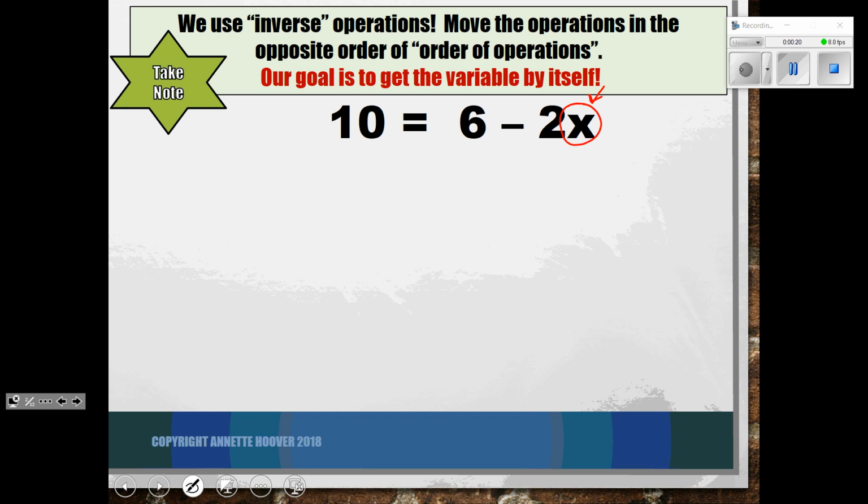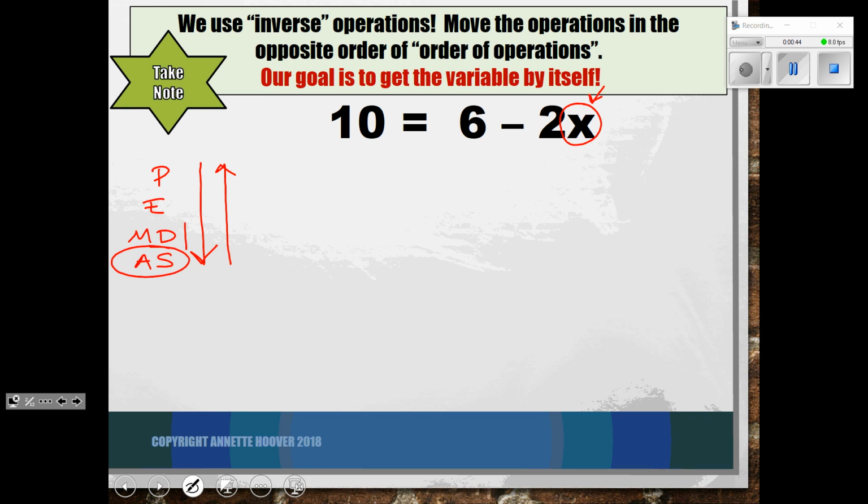In order to do this, we're going to think about PEMDAS. If you remember parentheses, exponents, multiplication and division, addition and subtraction, we solve equations using this. In order to solve for a variable like this in an equation, we're going to actually do PEMDAS in the opposite order because we're undoing it. So we're going to do the addition and subtraction first and then move up.